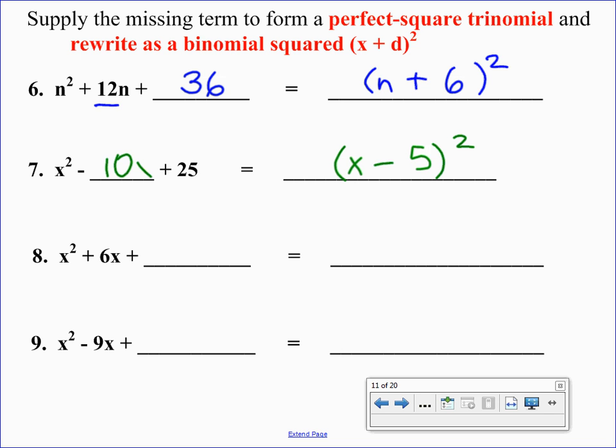10x. Awesome. So raise your hand if you had minus 10x for your middle term. Way to go. Okay, go ahead and then fill in the blanks for number 8. So what did you get for number 8? X squared plus 6x. And Chloe?